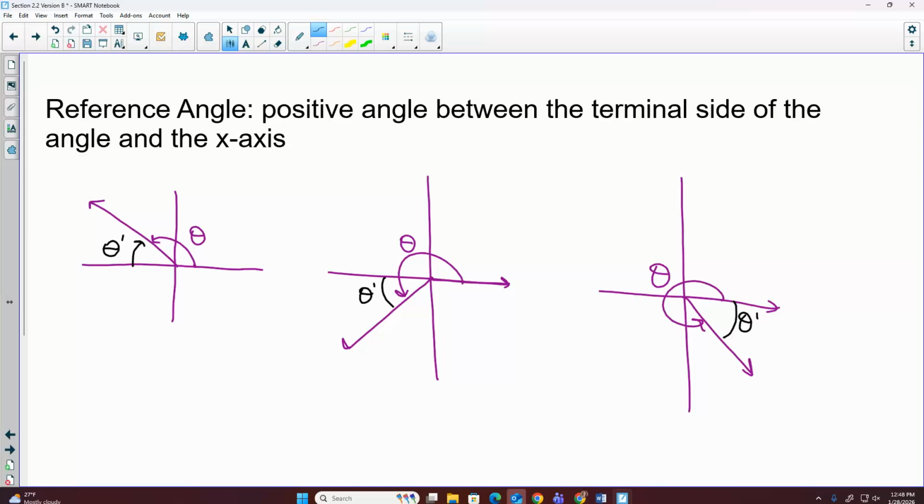Yes? What if your angle was negative, like on the last one? Then I would probably tell you to add 360, just for the sake of having one rule for how to get it. But otherwise, if it were just like negative 60, that just means you went 60 down, so your reference angle is just positive 60. Good question. Other questions?